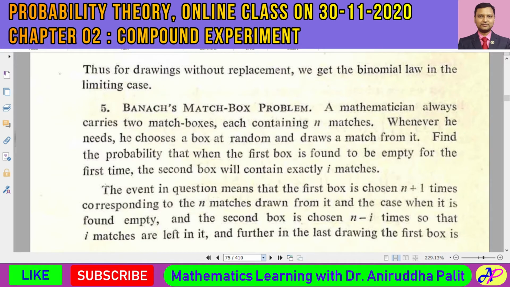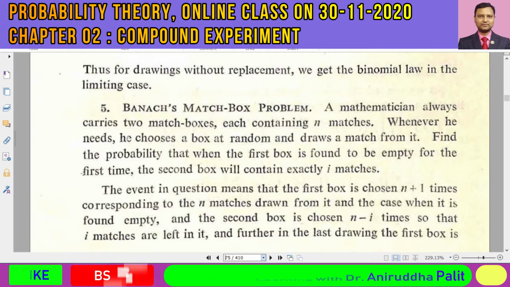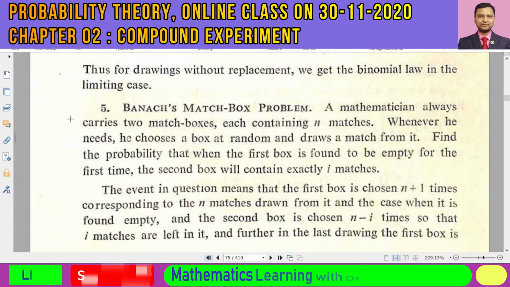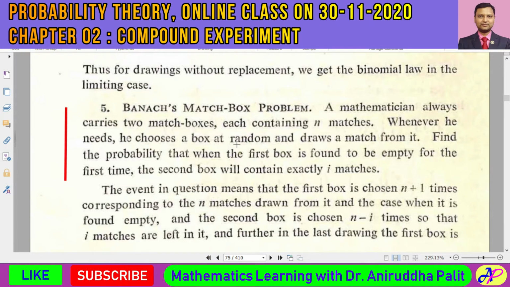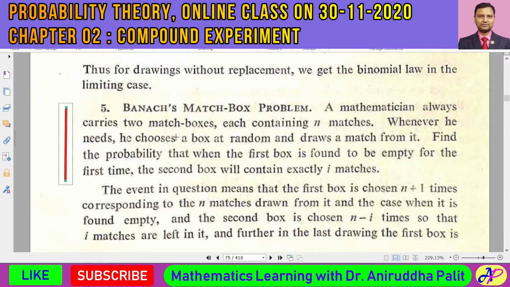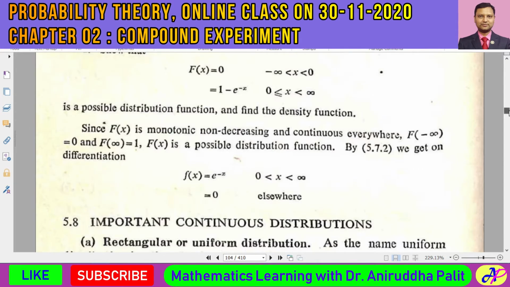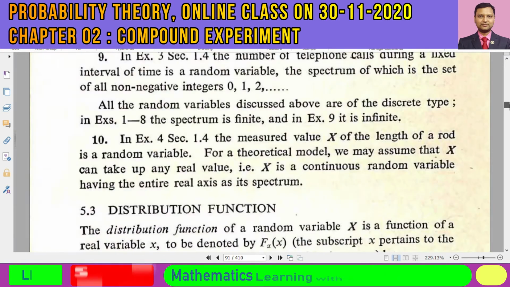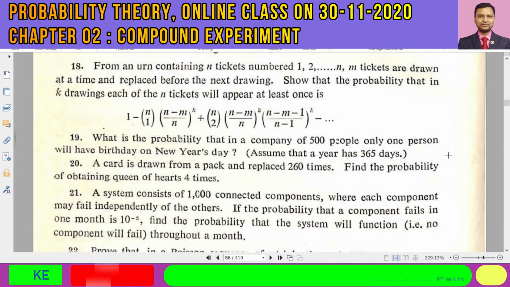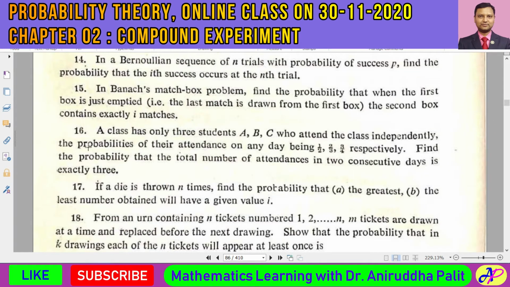Well, this is the first problem regarding the Banach matchbox problem, and the second part is there on page number 75, and the second part is there in your exercise. In the exercise, probably this is question number 15.